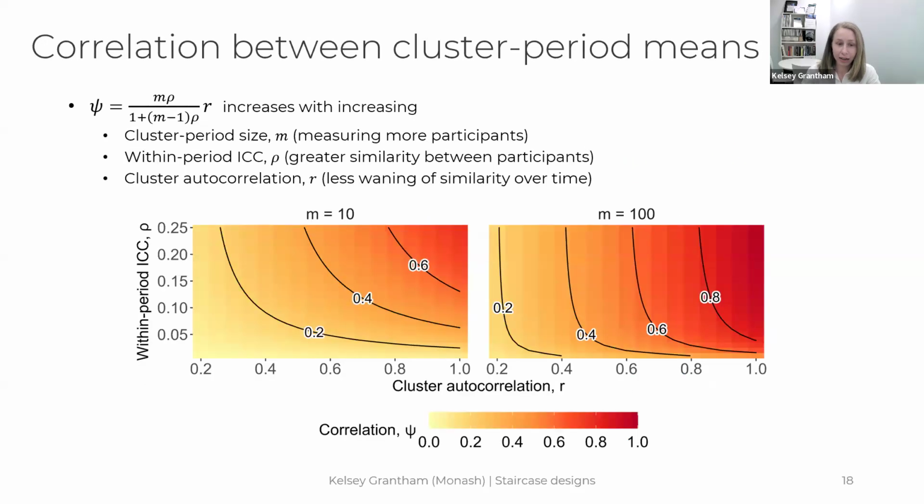And just to give an idea of how psi varies with these 3 parameters, these are contour plots of psi for a range of realistic correlation parameters, rho and R on the y and x axes, for a small cluster period size of 10 in the left-hand panel and a larger cluster period size of 100 in the right-hand panel. And so psi increases as each of these 3 parameters increases. We can see that psi will be small when the cluster period size is small, and the within period ICC is also small. And psi will be large when the cluster period size is large and the cluster autocorrelation is also large, which means that there's not much decay in correlation when we go from within period to between period comparisons.